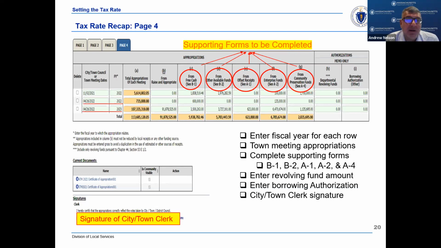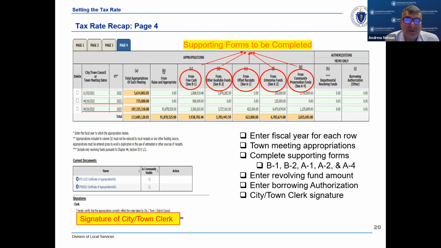Column C, and each one of these columns from C on has a backup form, which I'm going to get into in further detail in a few minutes. Each column has a backup form that speaks to that specific purpose. So column C is from free cash. That's going to be on the form B1. This is any votes you made from free cash except for votes to reduce the tax rate. But anything you're spending free cash for otherwise is going to be reported on this form.